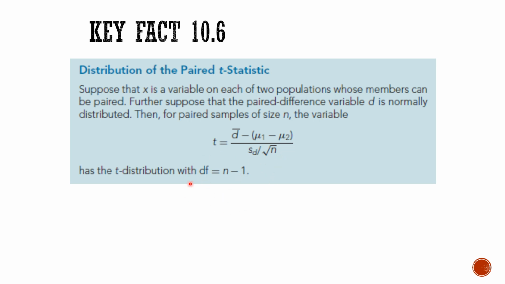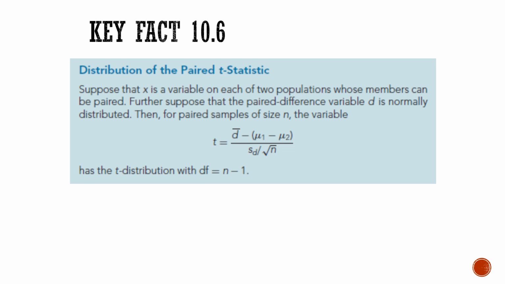The df we are using again is just n minus 1. No longer n1 plus n2 minus 2 or that complicated delta formula that we used for the non-pooled test. For this one, it's very simple. The df is just n minus 1, and the formula is d bar minus mu sub 1 minus mu sub 2 divided by s sub d divided by square root over n.